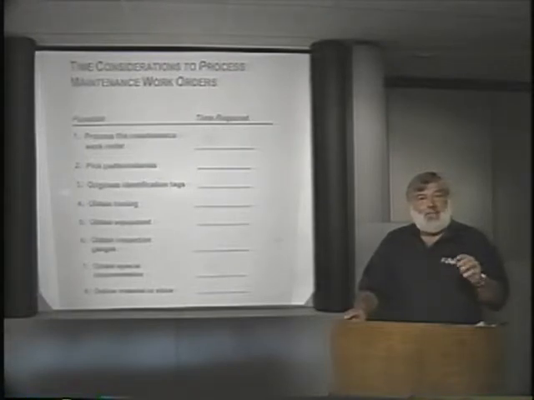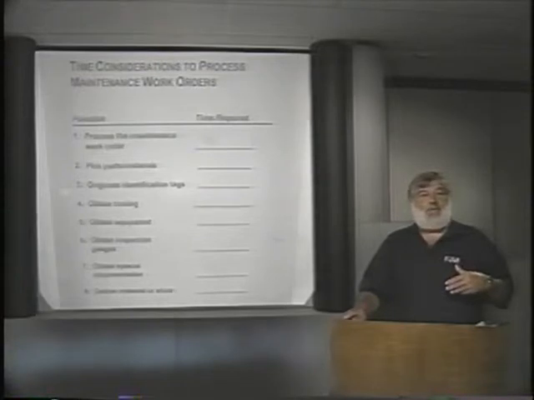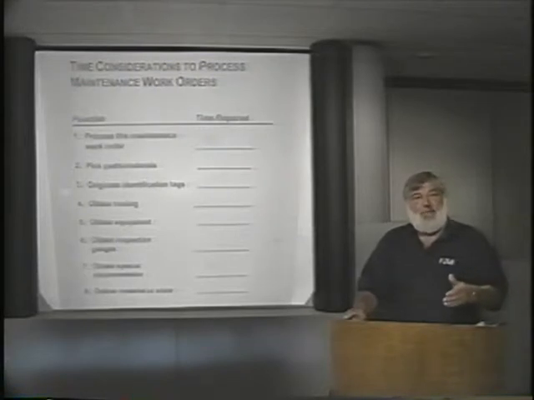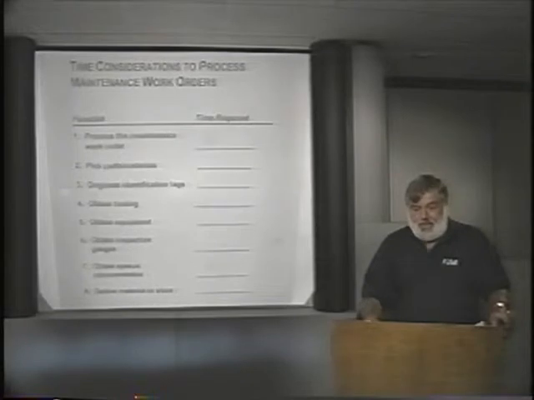The second time element would be the travel time to the job site. The third time element would consist of many, many steps, and that would be the actual work to be performed. And then the fourth time element would be travel from the job site, maybe back to the maintenance shop or go to another asset and continue on the PM activity.